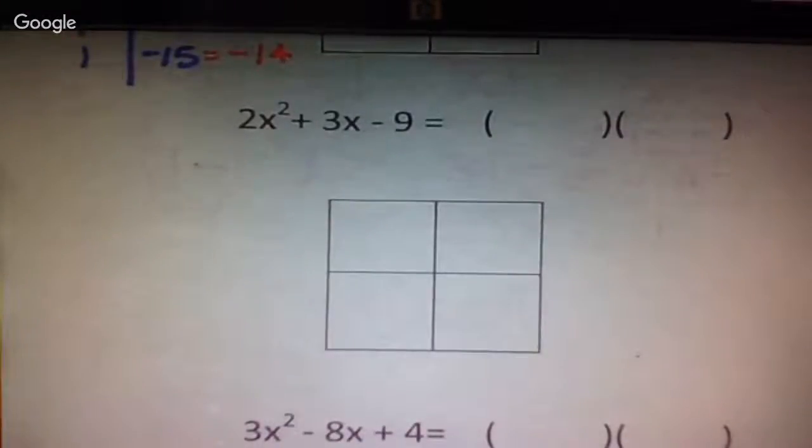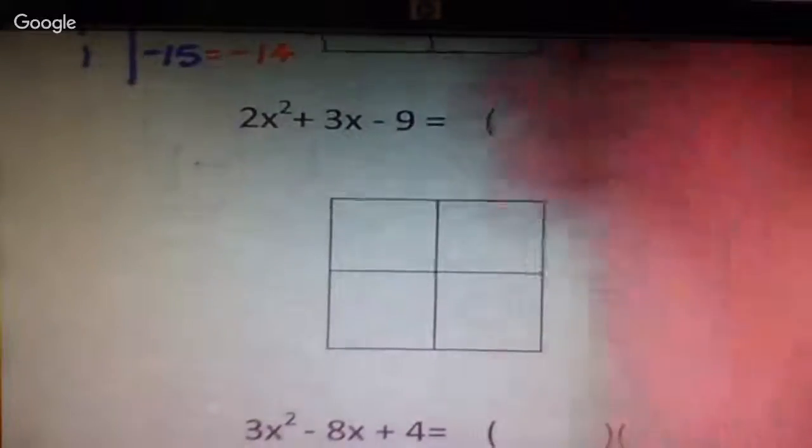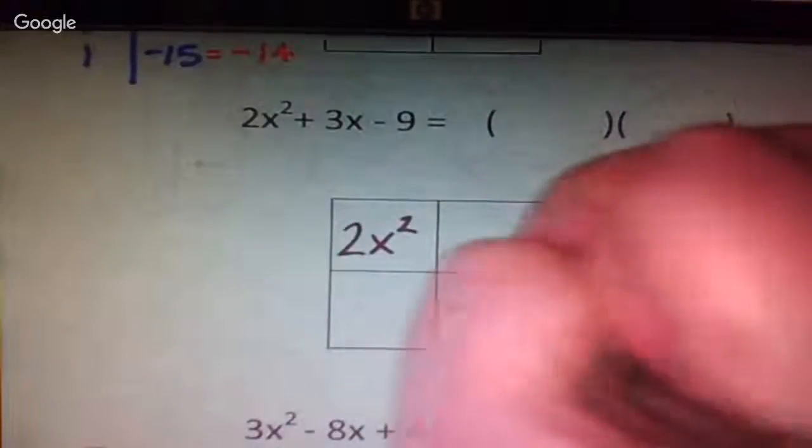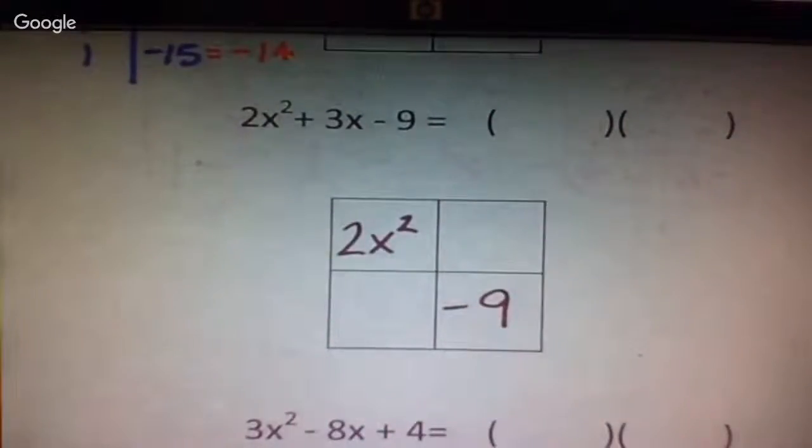Okay. Take a look at this one. Is there a GCF? No, just one. Okay, when it's a 1, you don't even have to do anything with it. You can't take anything out of 2, 3, and 9. Okay, and they don't share x's in common. So we just jumped to the first step. 2x squared in the top left, -9 in the bottom right.